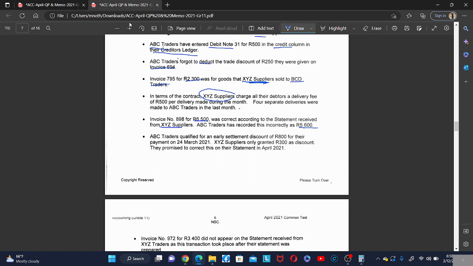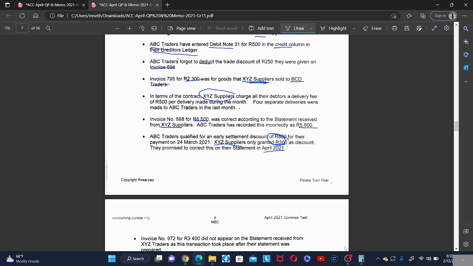And then ABC traders qualified for an early settlement discount of 800 for their payment on 24 March 2021. XY suppliers only granted 300 Rand as a discount. They promised to correct this on their statement in April 2021. Who made an error? XY suppliers in their statement. Let's go and correct this.